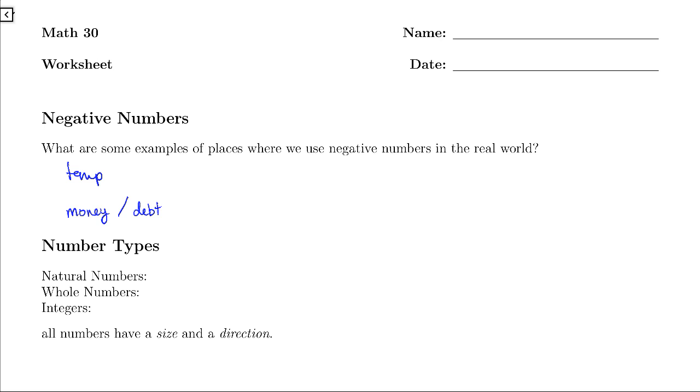So if your bank account is in the red or in the negative, that means you owe more money than you actually have. A couple others that I'd like to point out are, I had one on the tip of my tongue and I need to remember it. Oh, that's what it was. Elevations. And sometimes you actually see negative numbers used, but sometimes you also just see it being said that it's below sea level.